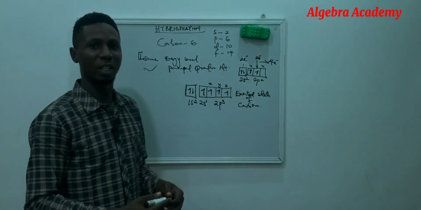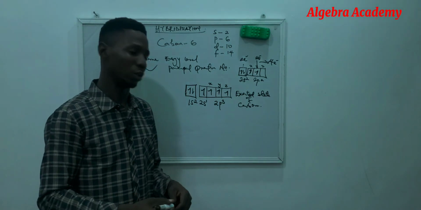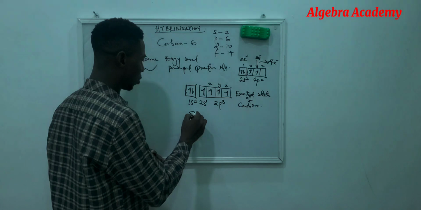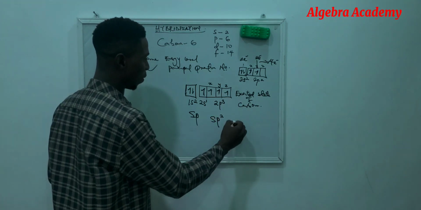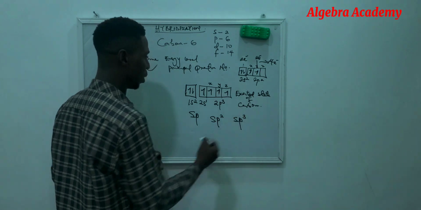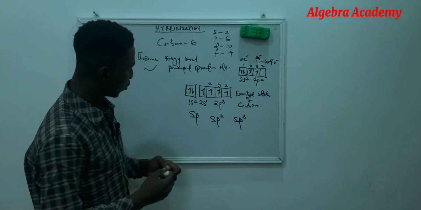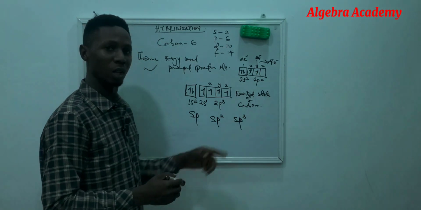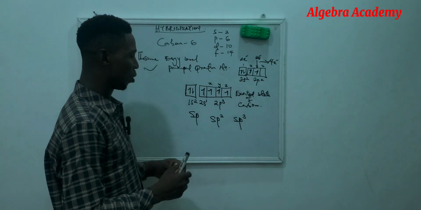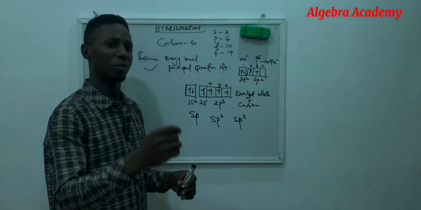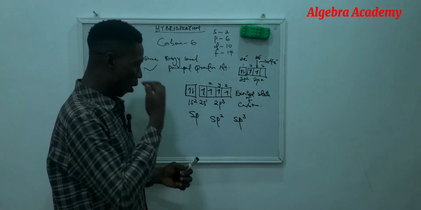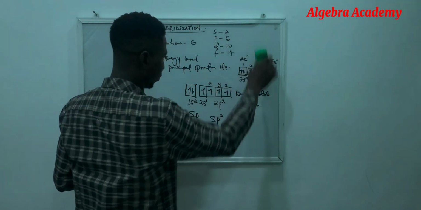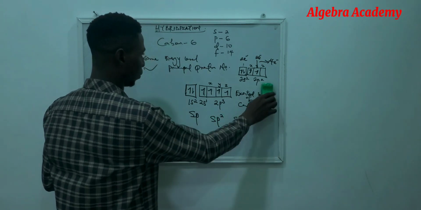And don't forget that we have 3 types of hybridization in organic compounds. We have sp, we have sp2, and the last one, which is sp3. Now we're going to take these types of hybridization one after the other. Let us look at what is going on there. I'm going to start with sp3.